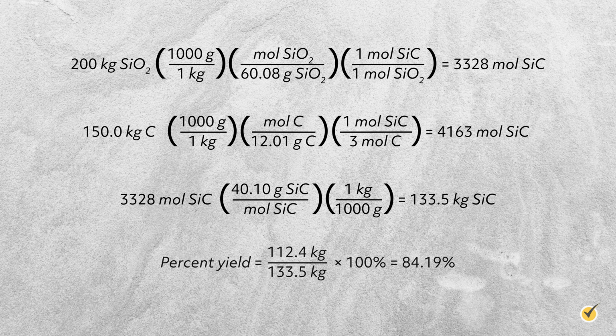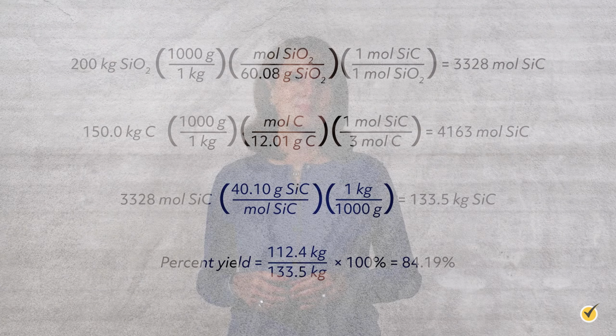Now to calculate the percent yield, we simply divide our actual yield, 112.4 kilograms, by the theoretical yield and multiply by 100%. So the percent yield is 84.19%. Hopefully that's what you got too.